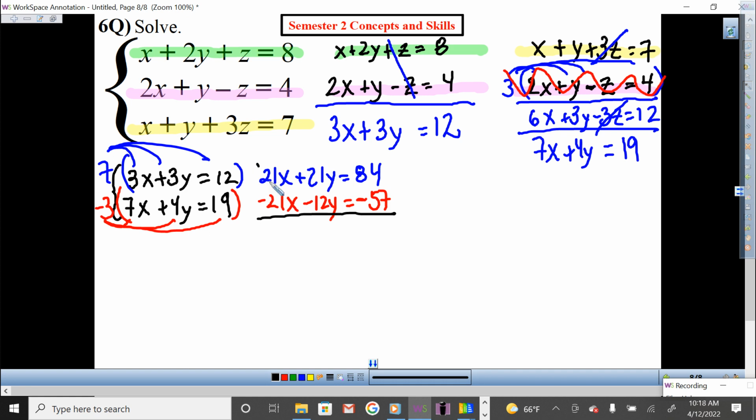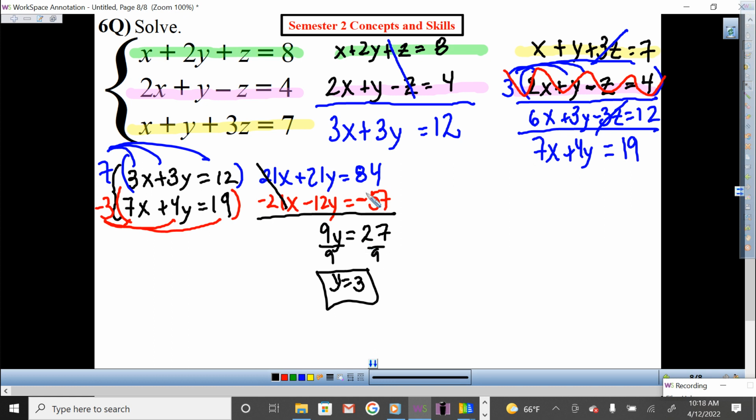21 minus 21, they cancel. What is 21 minus 12? 9y equals. What is 84 minus 57? 27, yes. And then to finalize that, we divide by 9. So y equals 3. So for this little system, we need to solve now for x.